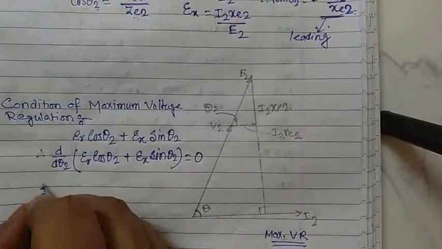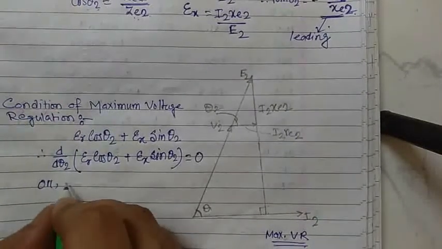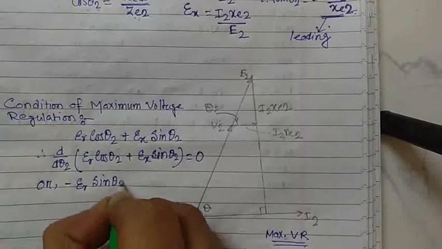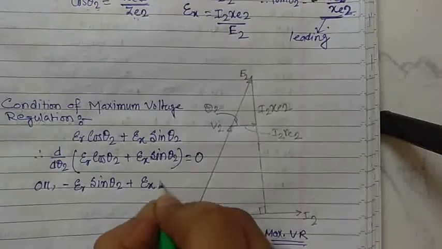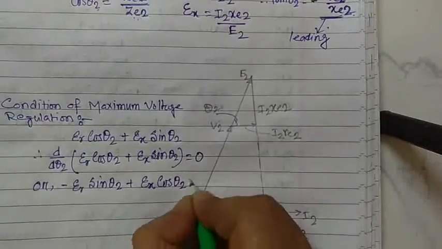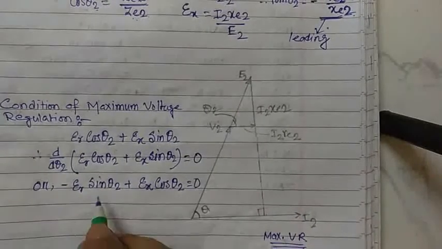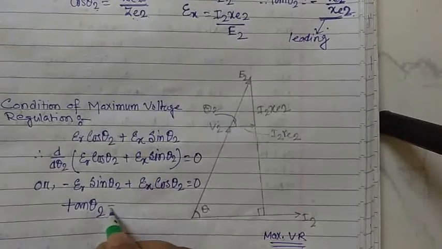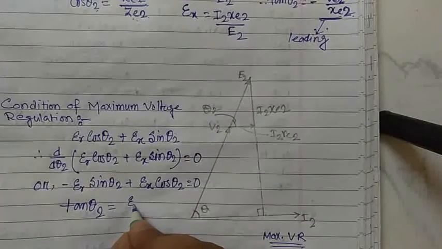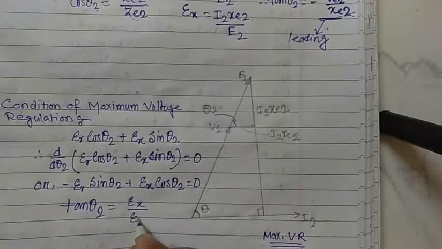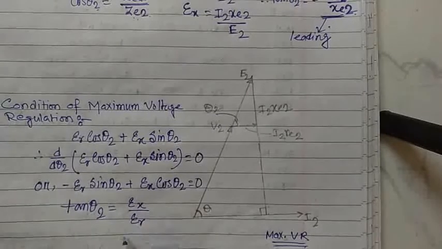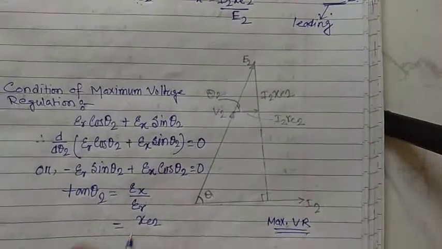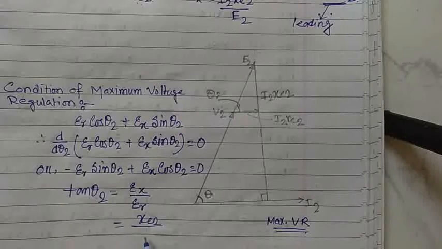Now that should be equal to minus epsilon r sin theta 2 plus epsilon x cos theta 2, which equals 0. So from this equation we can write tan theta 2 is equal to epsilon x by epsilon r. That means it is equal to Xe2 divided by Re2.